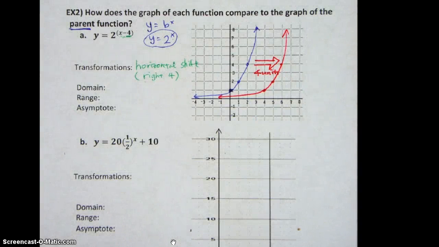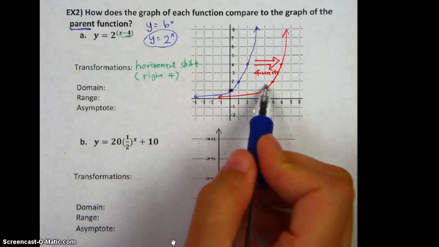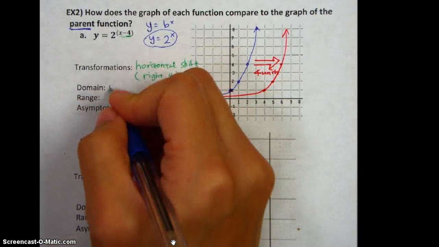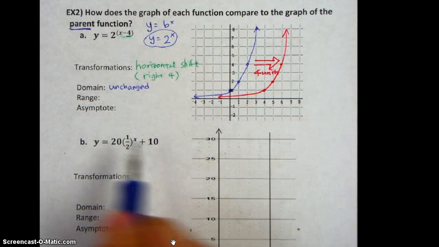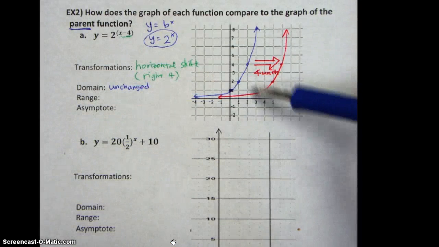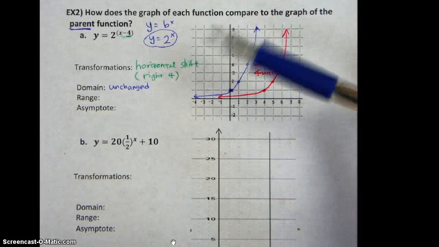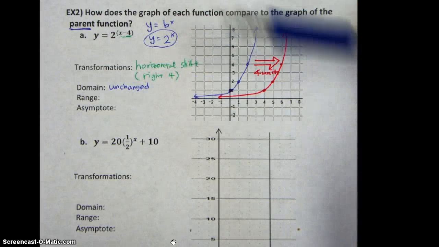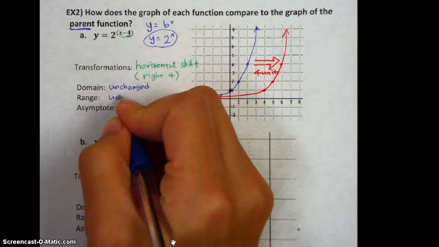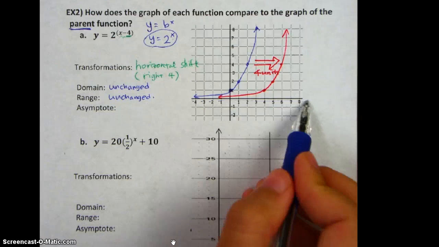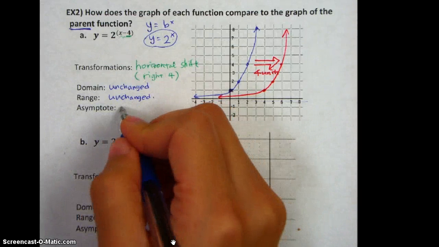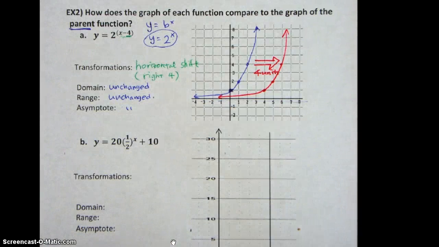to the right. If you compare these two graphs, you will see that the domain of these two graphs is both all real numbers, so the domain has been unchanged. If you look at the range, they both have y values greater than 0, which means they are both above the x-axis. So the range hasn't been changed. If you look at the asymptote, they have the same asymptote, so the asymptote is also not changed.